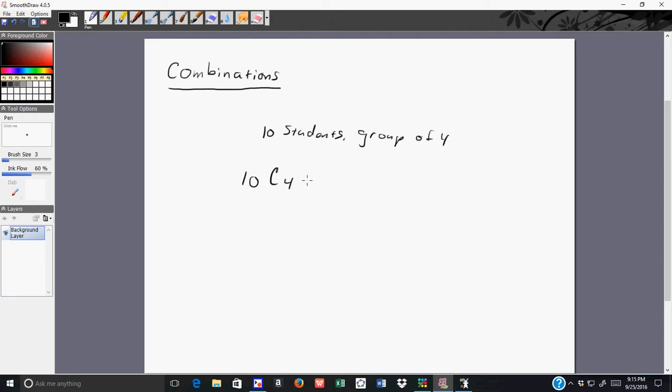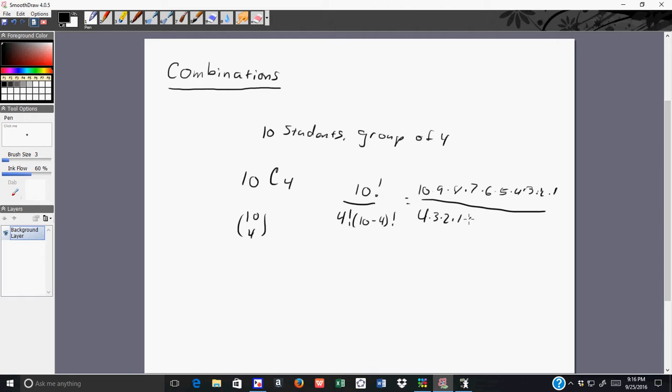What you would do is you'd say 10 combination 4. I actually like to say 10 choose 4. The other notation for this looks like this. And what it really is, is 10 factorial over 4 factorial times 10 minus 4 factorial. And so that would be 10 times 9 times 8 times 7 times 6 times 5 times 4 times 3 times 2 times 1, over 4 times 3 times 2 times 1 times, and then 10 minus 4 is 6, so it would be 6 factorial, times 6 times 5 times 4 times 3 times 2 times 1.